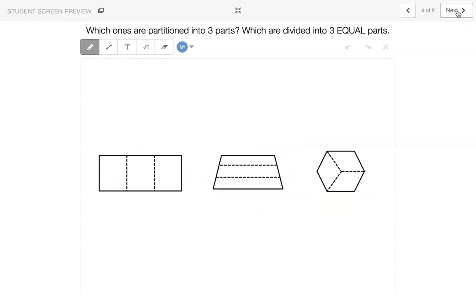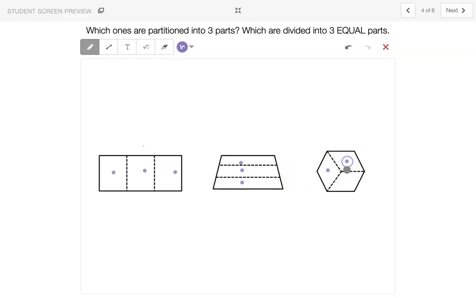So now let's look at which ones are partitioned into 3 parts. And then we'll try to figure out which ones are divided into 3 equal parts. That's a different question, right? So let's look. Let's count. 1, 2, 3. That's 3 parts. 1, 2, 3.